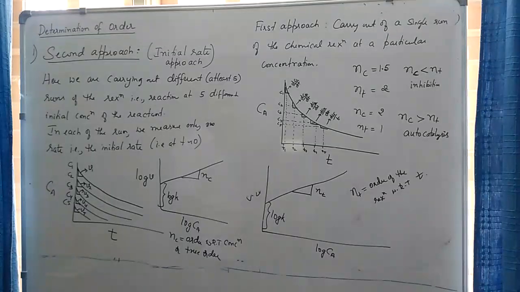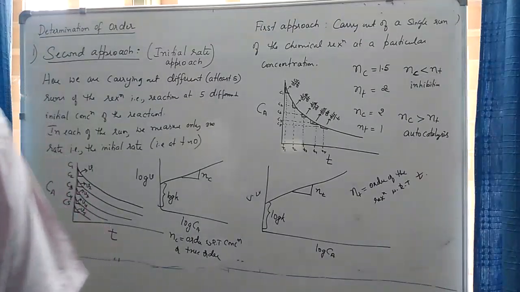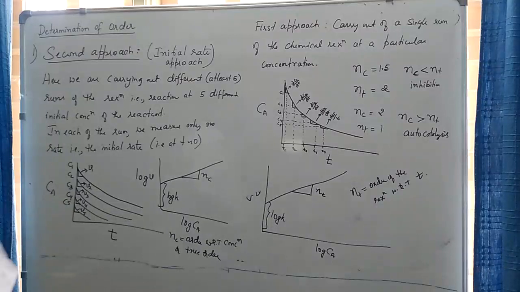The third advantage is these two approaches. By comparing the values of NC and NT, we can get an idea about the mechanism of the reaction. If NC is equal to NT, we can conclude that there is no inhibition or autocatalysis. If NC is different from NT, it is a suggestion of either autocatalysis or inhibition. So you can get some idea about the mechanism of the reaction.